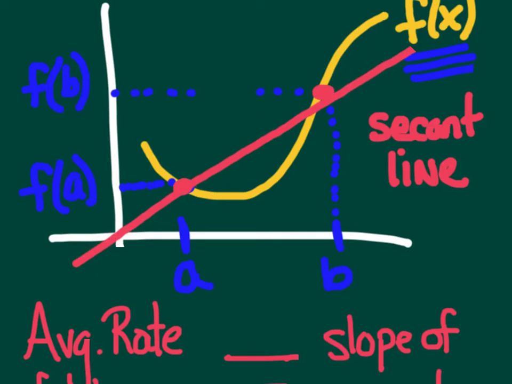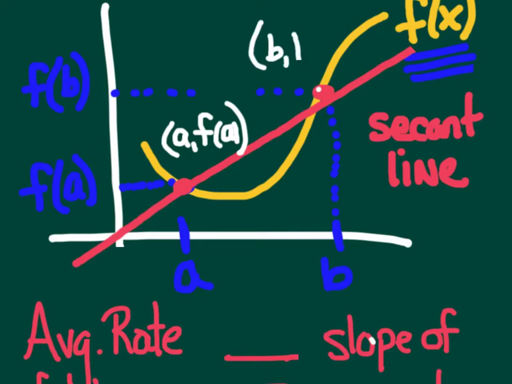So you might be thinking in your head, well, the slope between these 2 points is change in y over change in x, and that's exactly what we're going to do. But now I want you to pay close attention to what we call these points. This point is a comma f of a, and this point is b comma f of b.